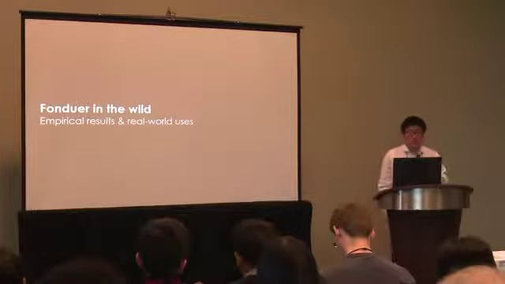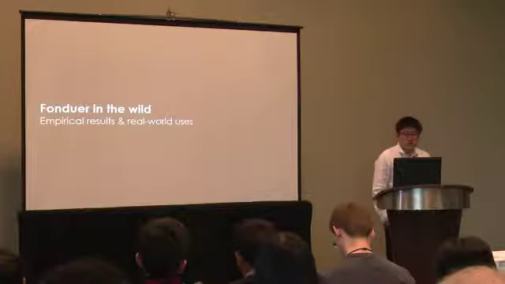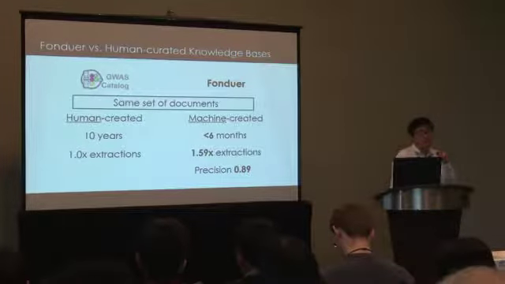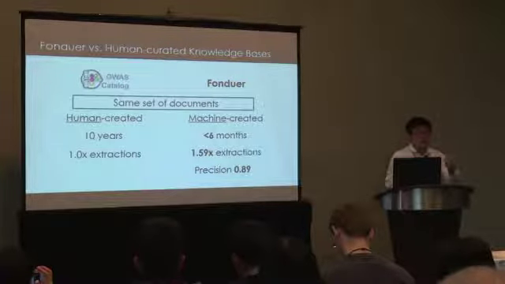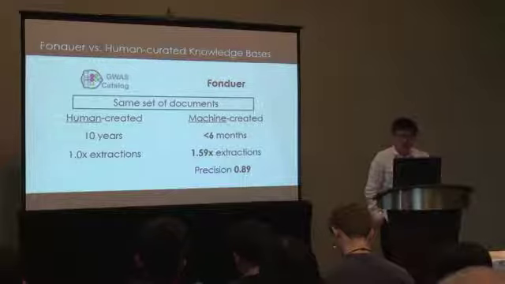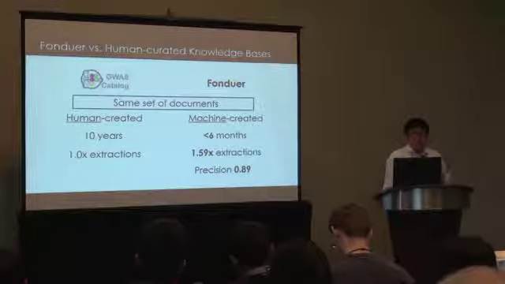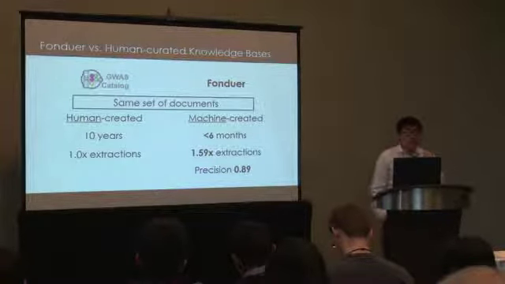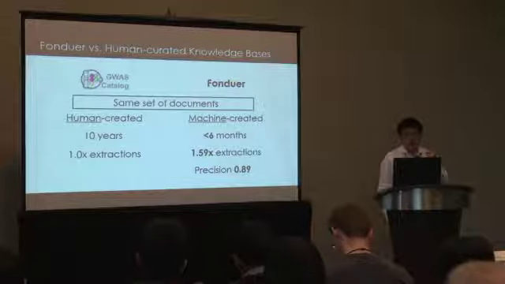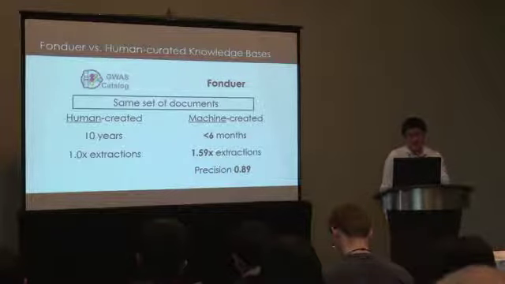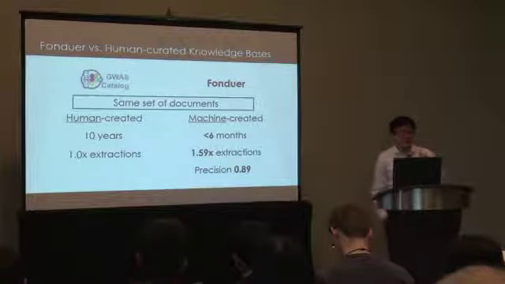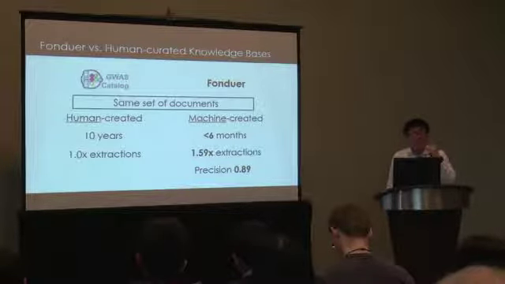Okay, let me walk through some empirical results and the real-world uses. We compare Fonduer with the GeneWise catalog, one of the largest knowledge bases on GeneWise association studies. We use the same set of documents. The GeneWise catalog has been manually created by domain experts over the past 10 years. Fonduer's KB took a CS PhD about 6 months. If we use the GeneWise catalog as a baseline, Fonduer was able to find 59% more data with high precision.